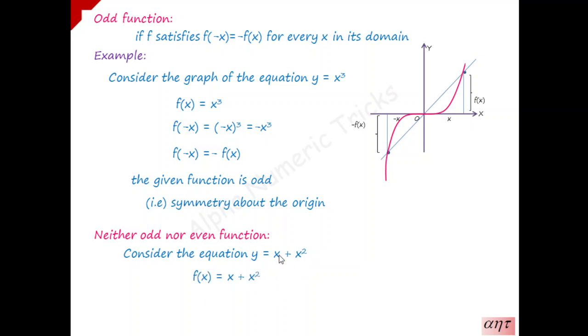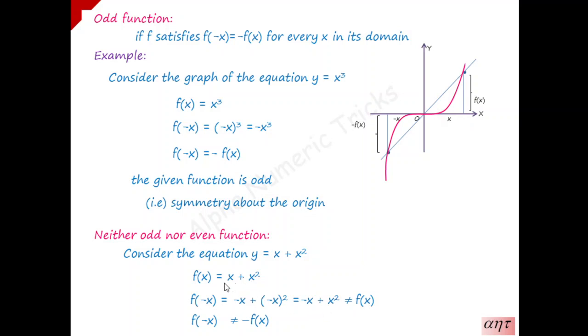Here f of x is equal to x plus x squared, and we substitute x equal to minus x here. So minus x plus x is replaced by minus x, or minus x the whole squared, which is equal to minus x plus x squared. Here we cannot say that this is f of x. Since f of x is x plus x squared, this is not equal to f of x, and it is also not equal to minus f of x.